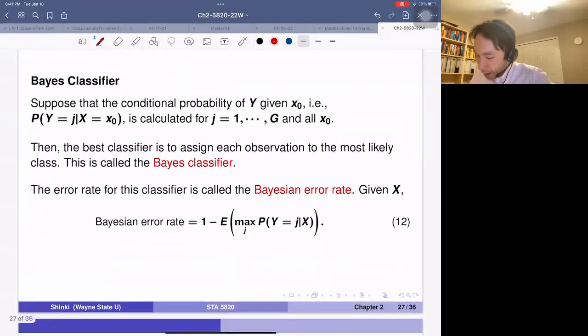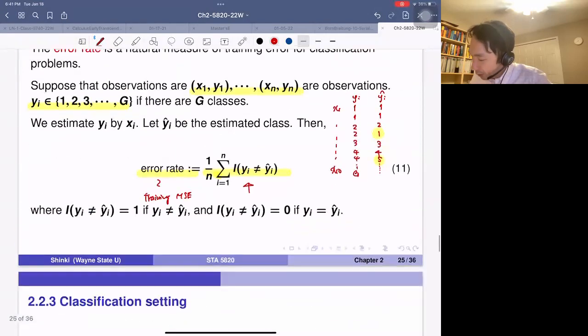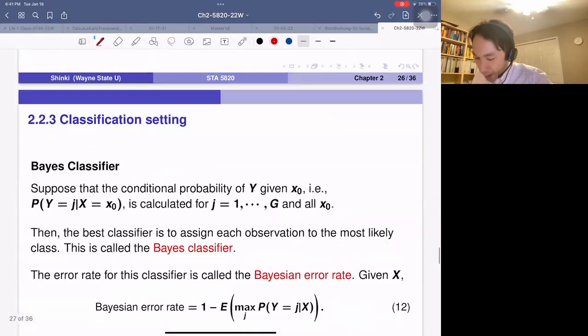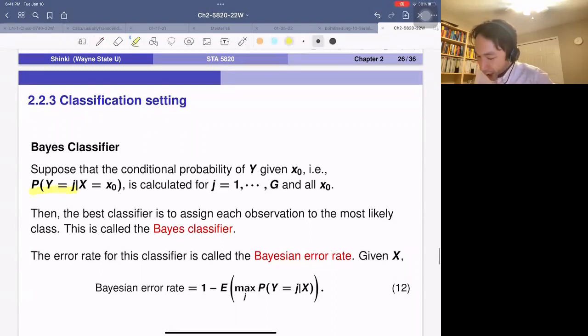And how to make a decision. How to make this decision is explained by the Bayes classifier. This is probably the simplest classifier based on probability. Suppose that we can calculate the probability of y equal to j when x is given. So if height is given, then we see what's the probability that the person is a child, adult female, or male.